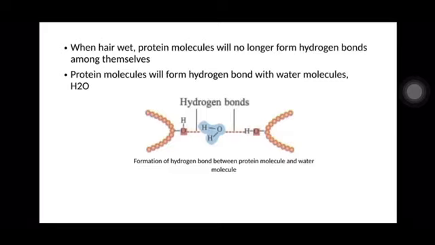So as you can see here in this slide, the formation of hydrogen bond between protein molecule and water molecule. The orange one is the protein molecule from your hair, and then it forms hydrogen bond with water, between the oxygen group from protein molecules and the hydrogen group from the water molecules. Tengok, dia molekul yang lain, two different molecules. Dia tidak boleh dalaman sebab dia intermolecular forces.